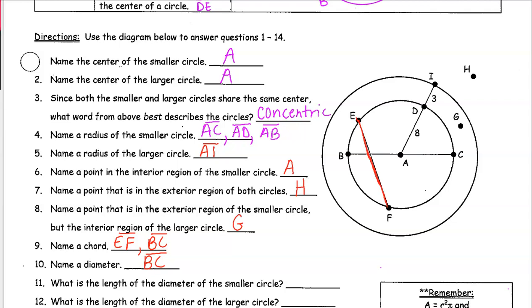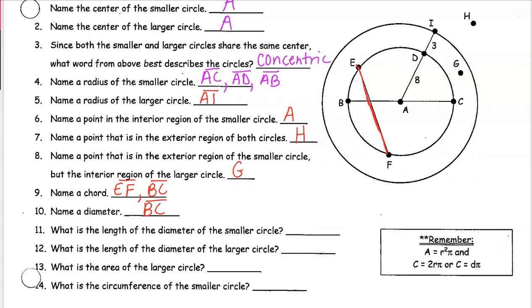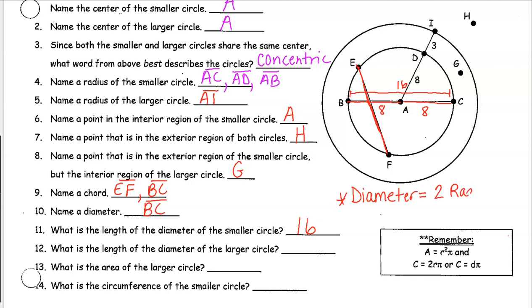All right, what is the diameter of the smaller circle? Well, we're not given a diameter, but we are given a radius. We know AD is 8, which makes all of our other radii 8. So if I want the diameter of the smaller circle, it ends up being 2 of the radii, which would make it 16. Okay, so that's something kind of important to add here: the diameter is equal to 2 times the radius.